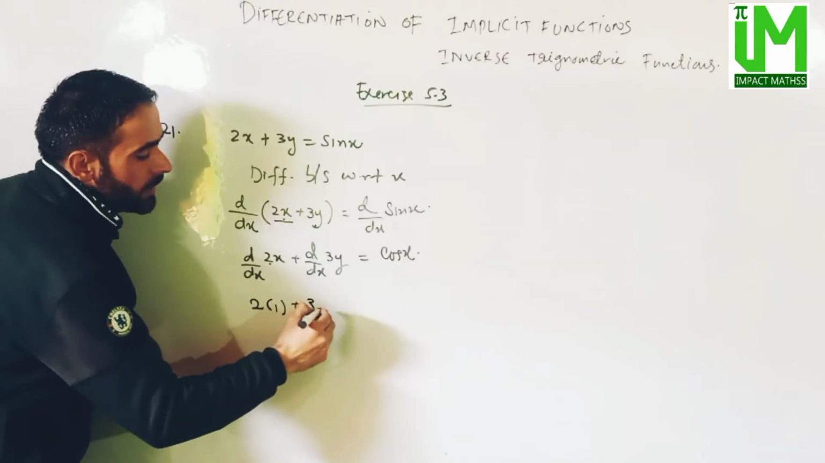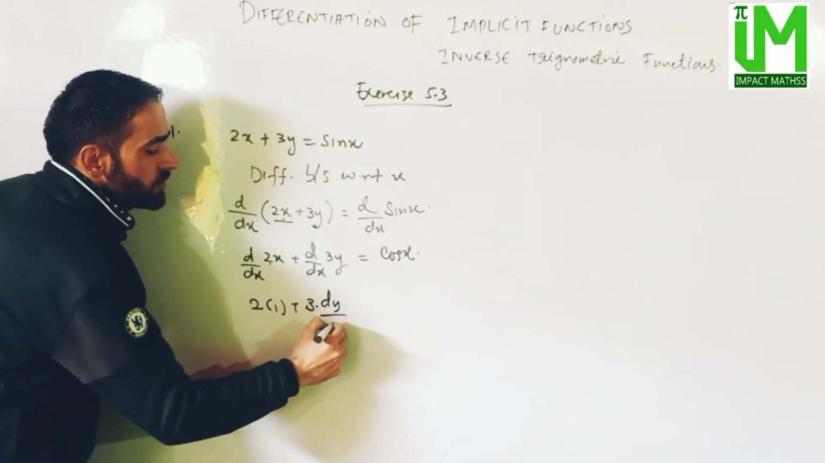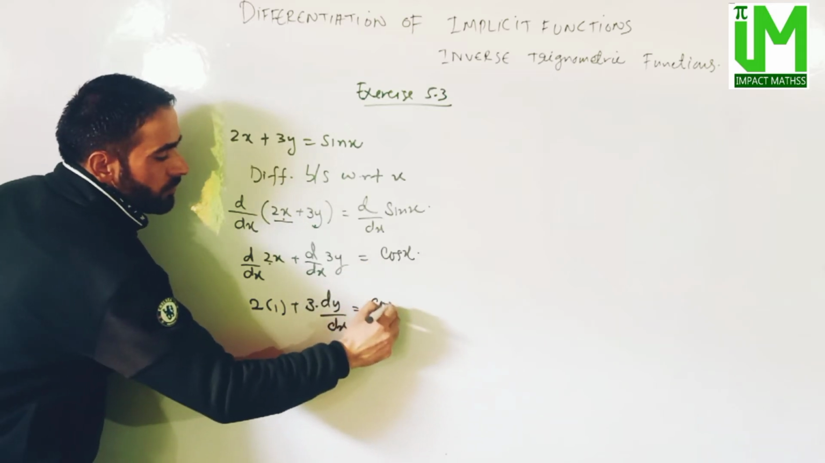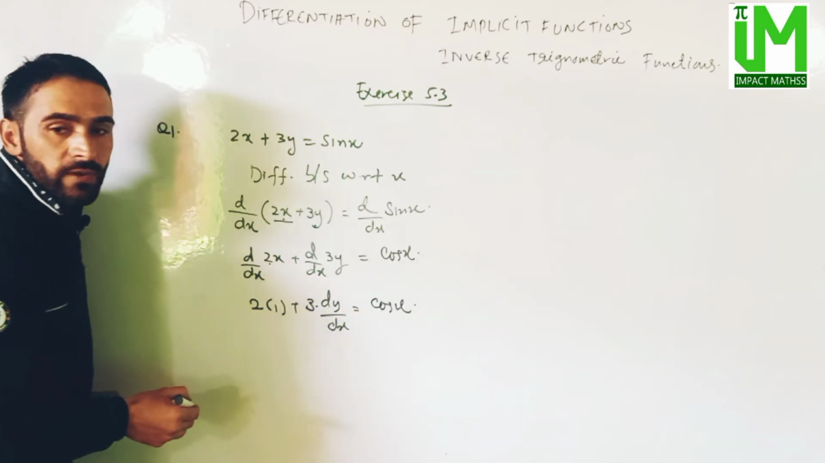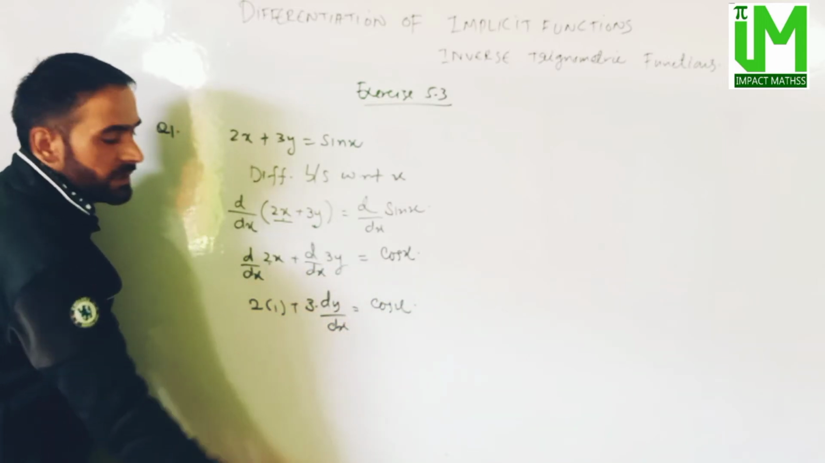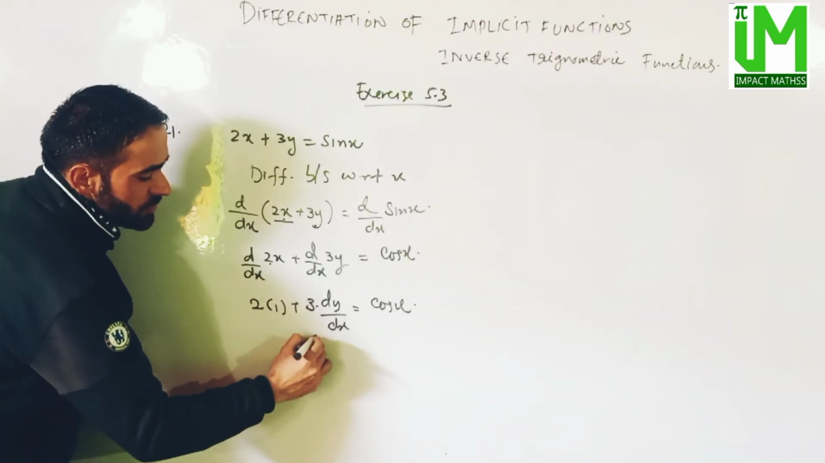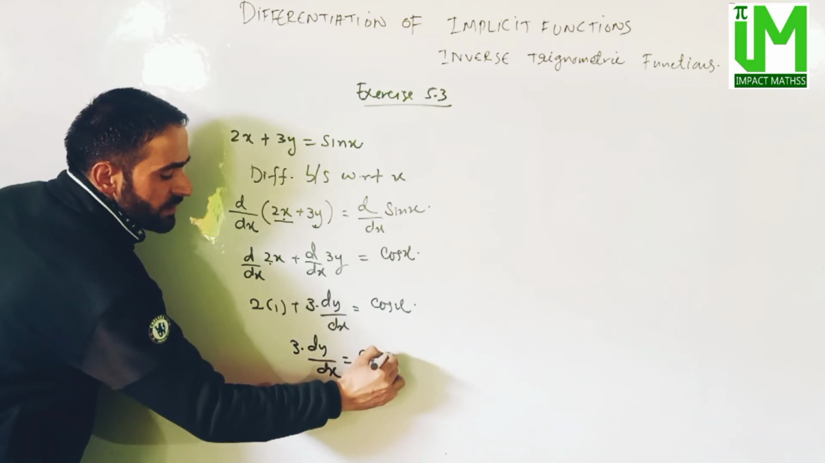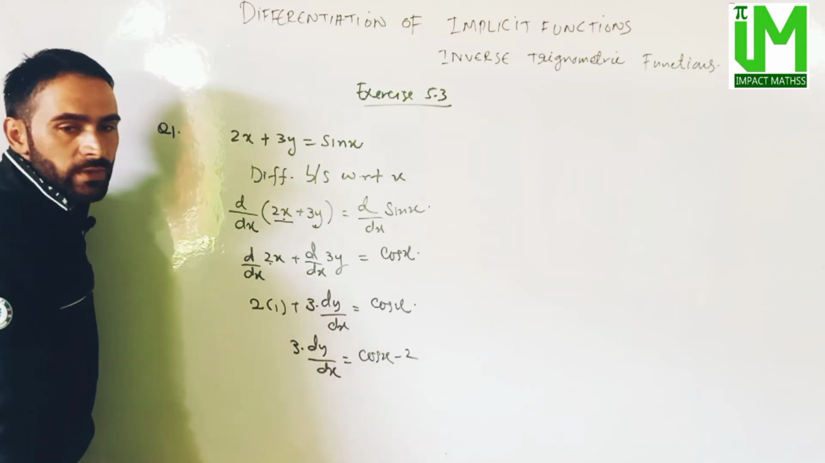So it will be dy by dx. dy by dx is equal to cos of x. But we have to find dy by dx, which means the other terms have to be transposed to the right hand side. So it will be 3 times dy by dx is equal to cos of x minus 2.